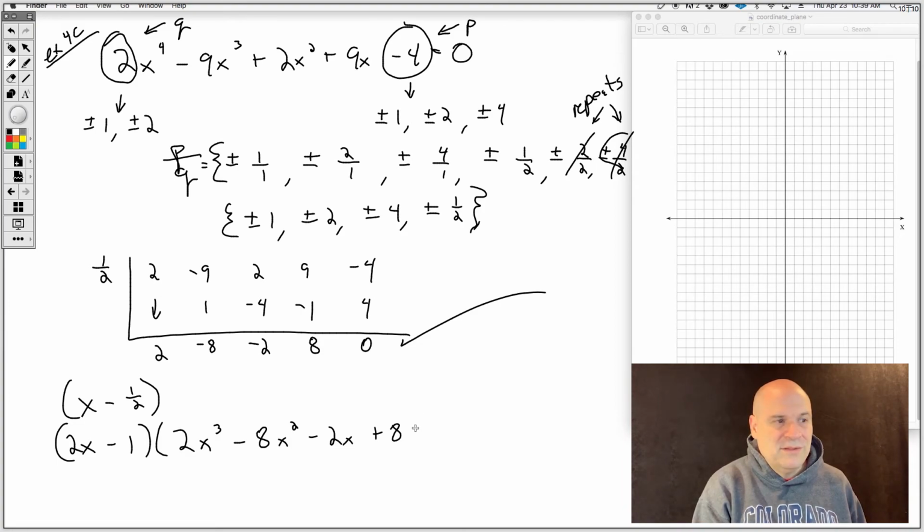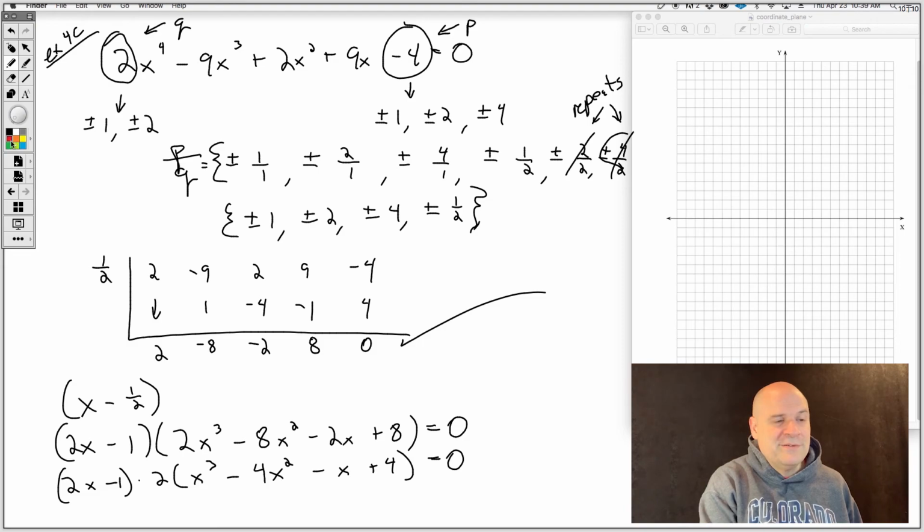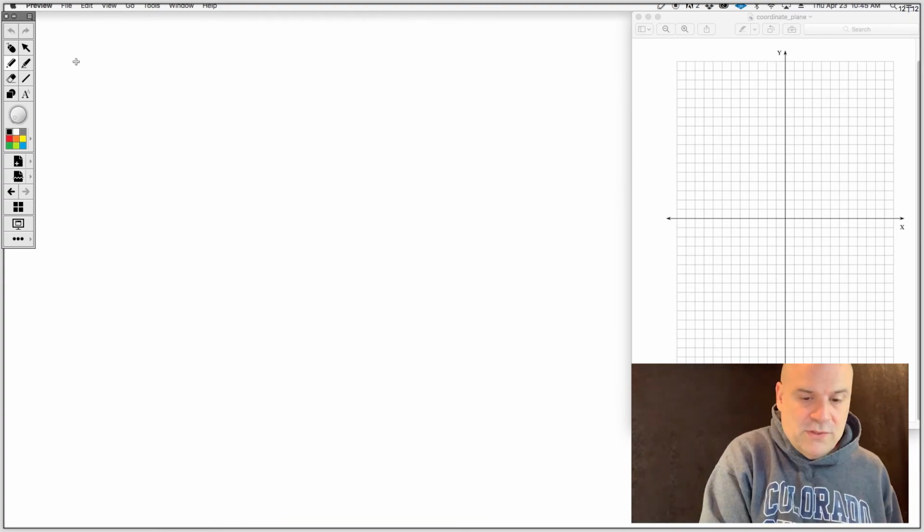All right, well, you could actually factor out a 2 there. So if I factor out a 2 there, then it's just 2x minus 1 times 2 times all this, x cubed minus 4x squared minus x plus 4 equals 0. Now if I divide both sides by 2, this is kind of a long way to do this. That cancels that 2. And then I'm left with this. I'm going to create a new page here. So I'm left with this guy.